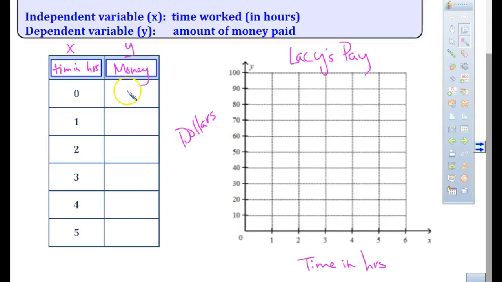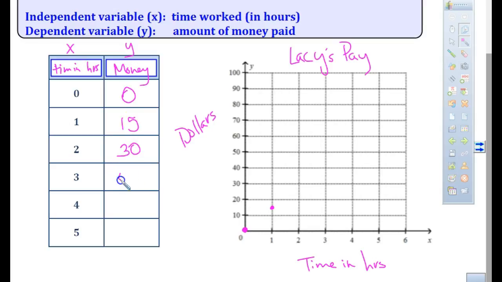If she worked 0 hours, 0 money made, right? Here's our point on the graph, 0, 0. She worked 1 hour. How much was she getting paid an hour? If you look up on the page before, yesterday we got how much? 15? So at 1, she's at 15. Now, is it pretty easy to fill in the rest of this table? Because we found yesterday that Lacey was making $15 an hour, right? So now at 2 hours, she gets 30.